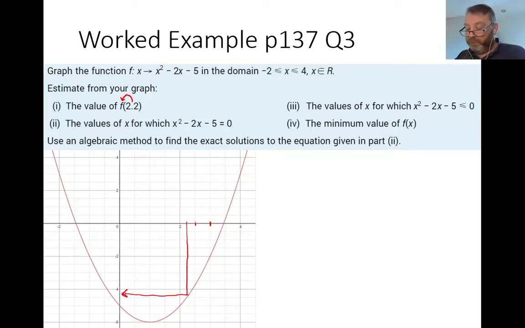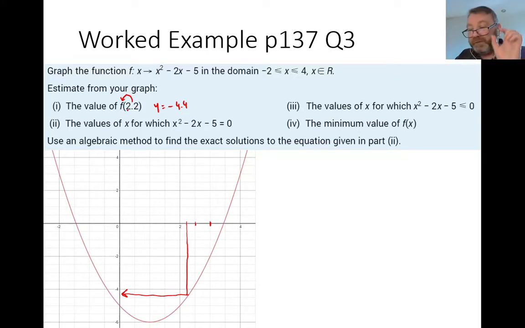And my output is roughly 4.5. Well, maybe minus 4.4 or thereabouts. Okay, so y equals minus 4.4. That's the answer. So again, what did I do?